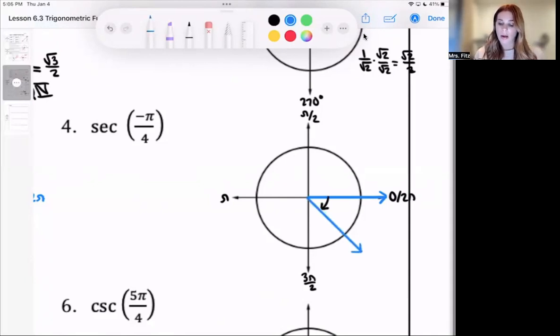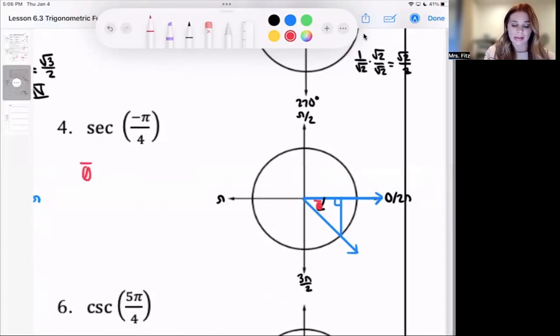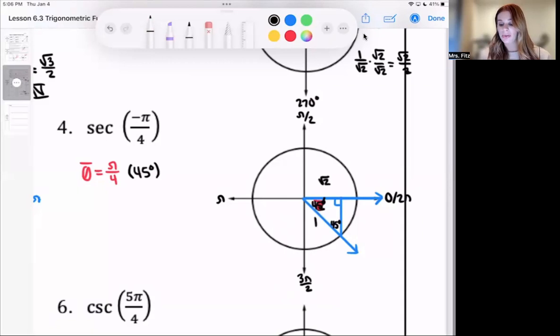And we can drop our reference triangle. And remember, theta, or reference angle, is actually just pi over 4 because that's the distance we just traveled. So reference angle theta is pi over 4, which if you remember is 45 degrees. So this is a 45, 45, 90. Hypotenuse is 1, and those legs you end up with root 2 over 2.